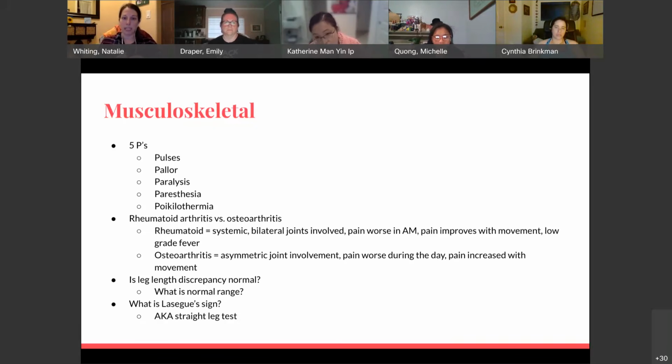Osteoarthritis, by contrast, is asymmetric joint involvement, so it's only one-sided. Their pain will get worse throughout the day the more that they use those joints.